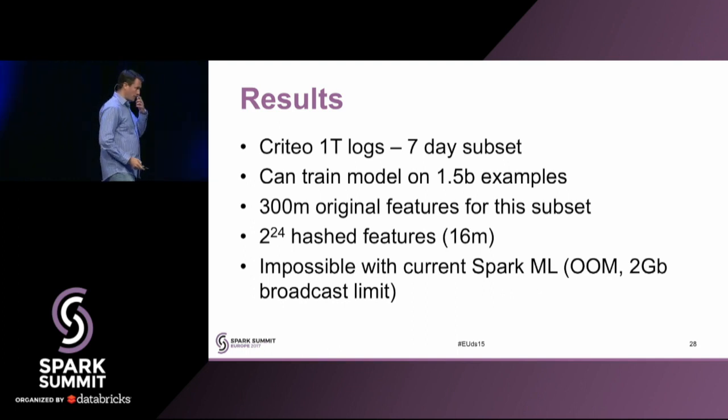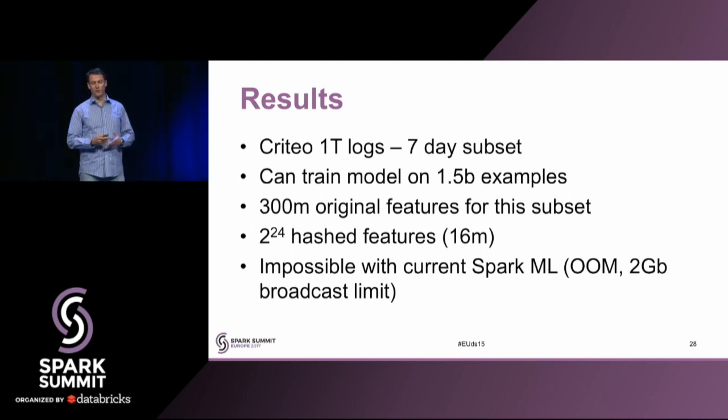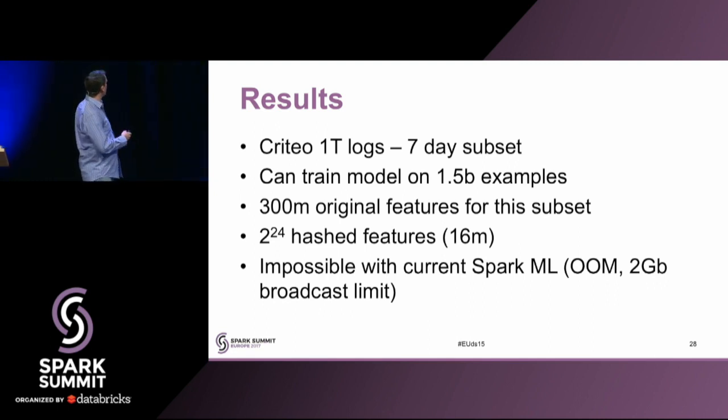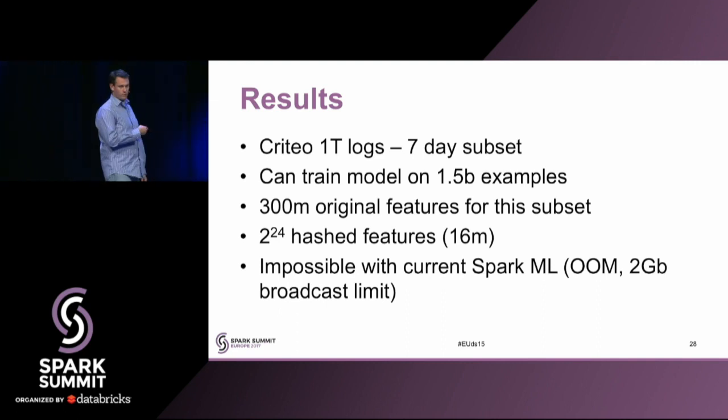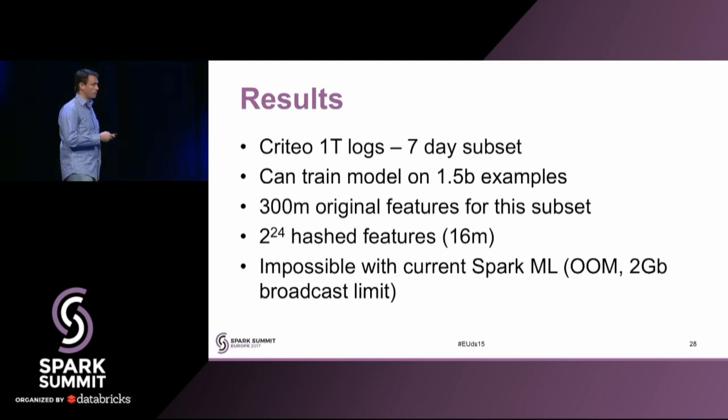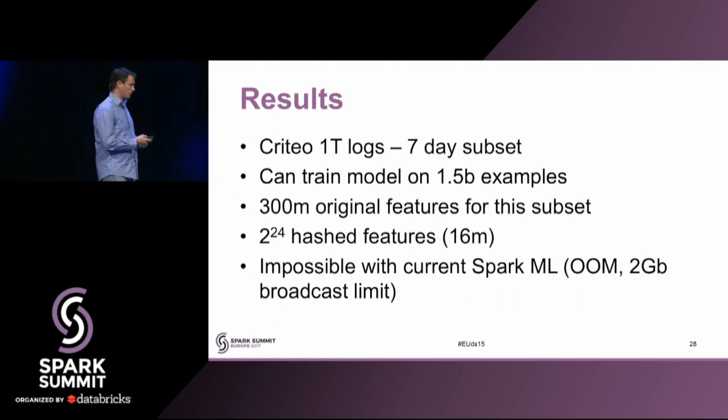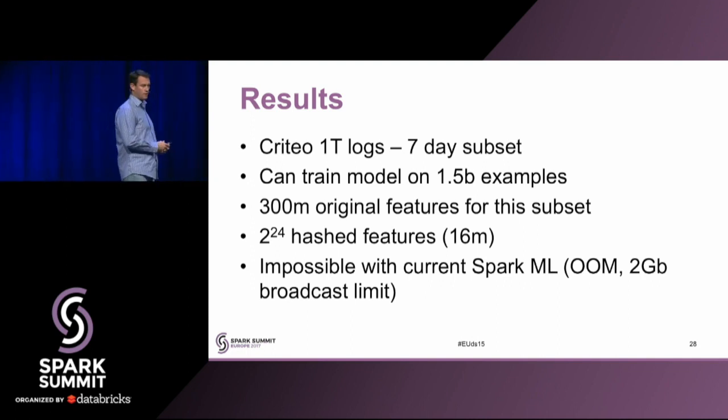So as I mentioned, I used a subset of the Criteo 1 terabyte dataset. And you basically cannot train this out of the box with Spark ML. First of all, you run into vector assembler issues and one-hot encoder issues. And second, you have this 2 gigabyte broadcast limit, which effectively means that even if you could get those feature extraction transformers to work, you're going to fail there. But we can reduce this 300 million dimensionality dataset down to 16 million hashed features, and we can train it successfully.